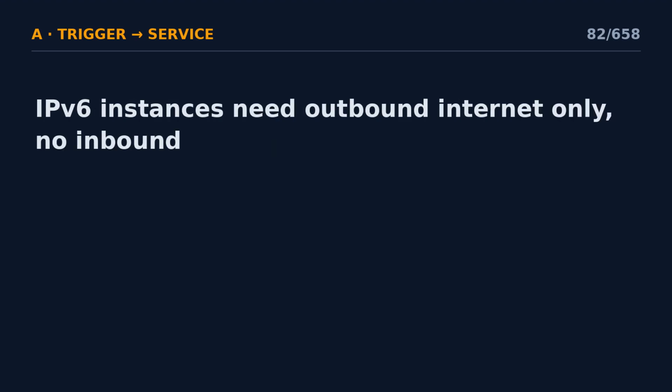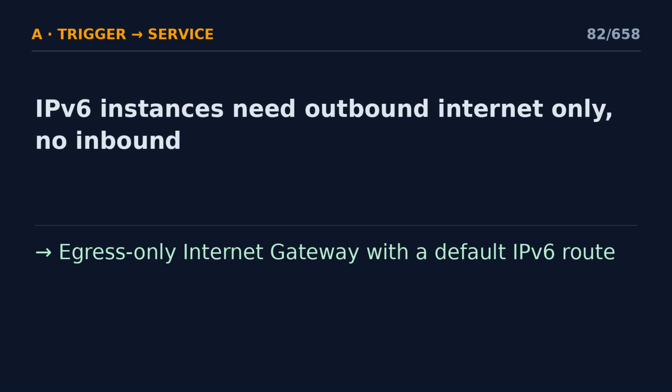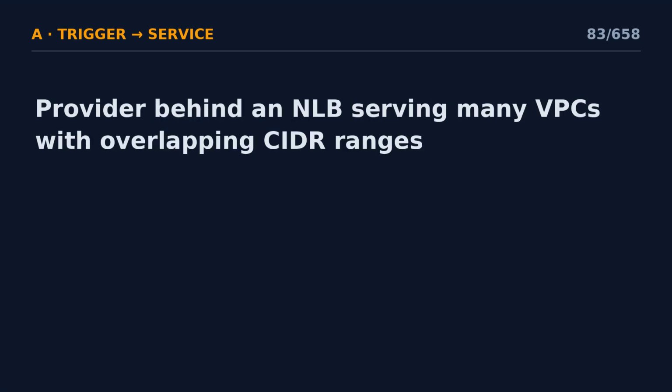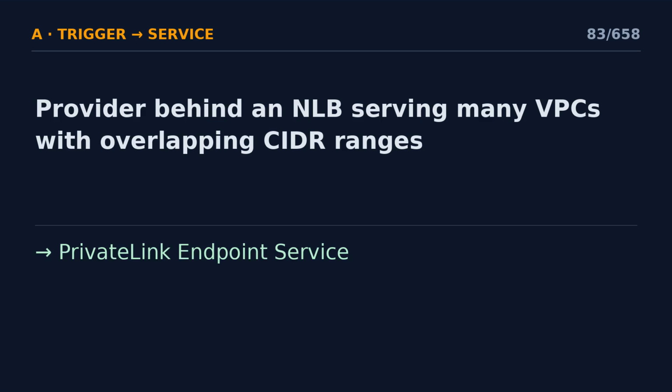IPv6 instances need outbound internet only, no inbound. Answer: Egress-only internet gateway with a default IPv6 route. Provider behind an NLB serving many VPCs with overlapping CIDR ranges. Answer: PrivateLink endpoint service.